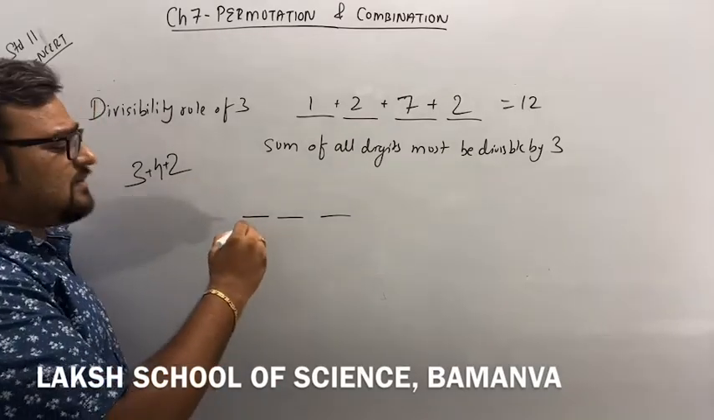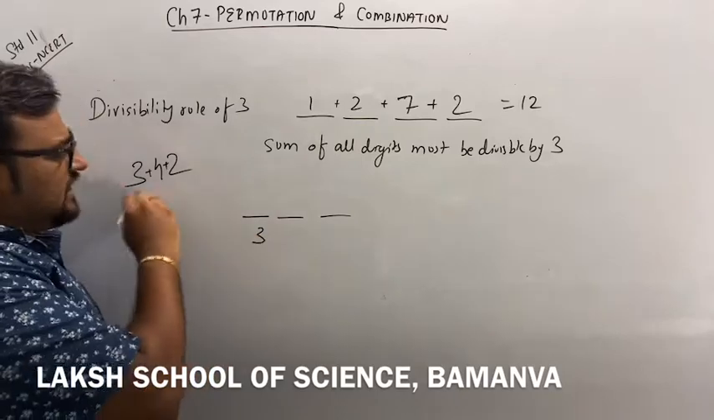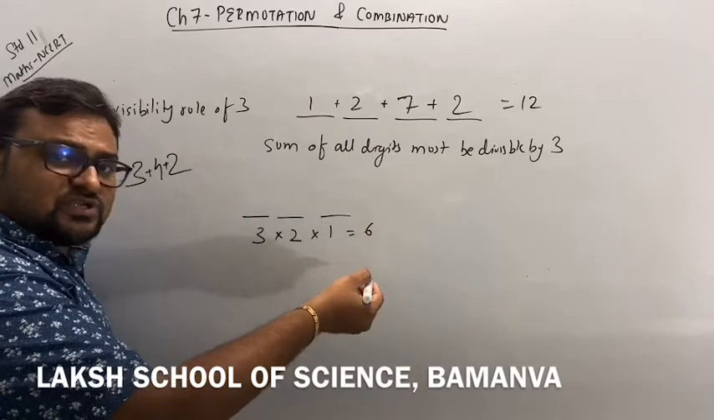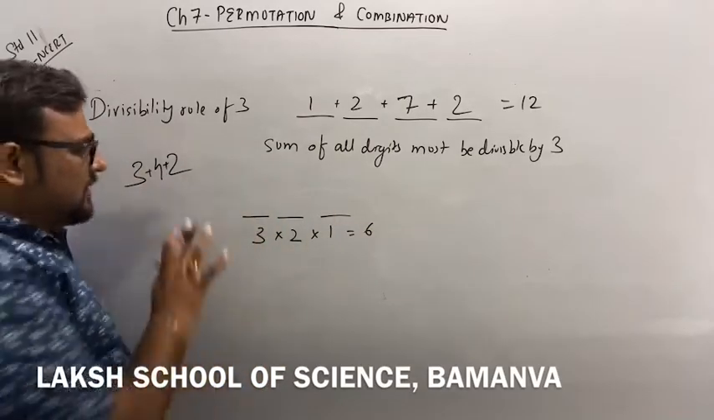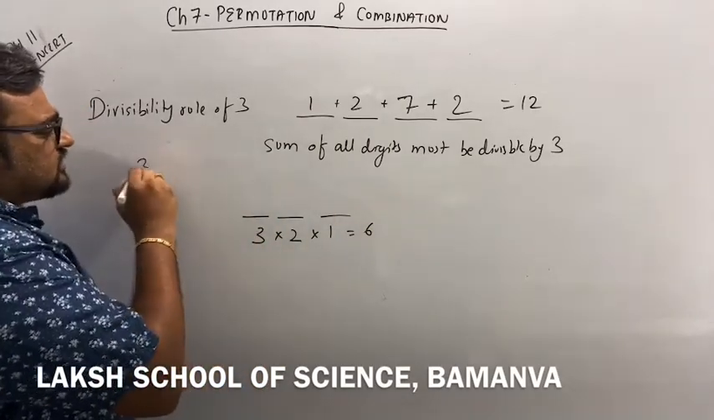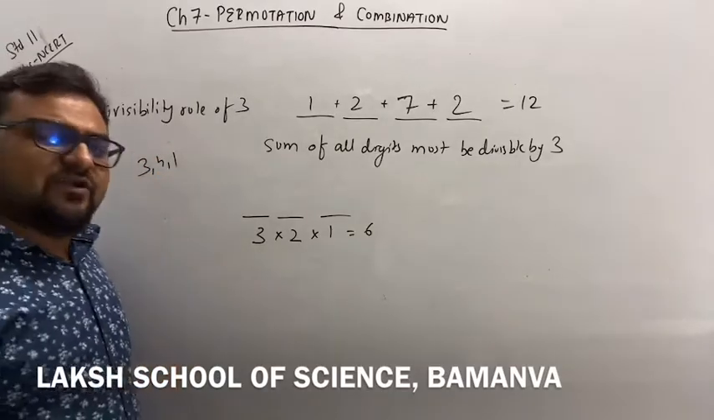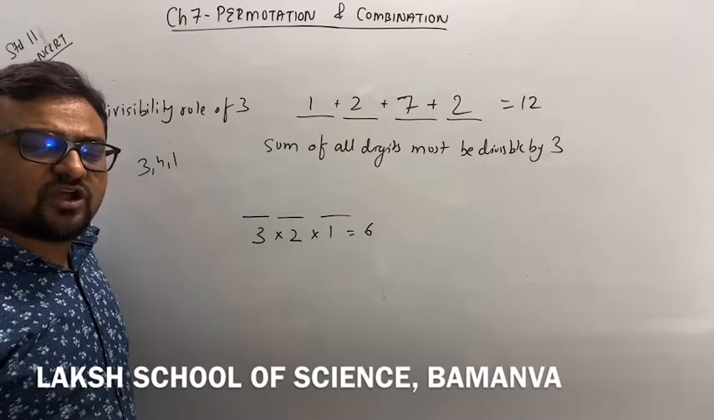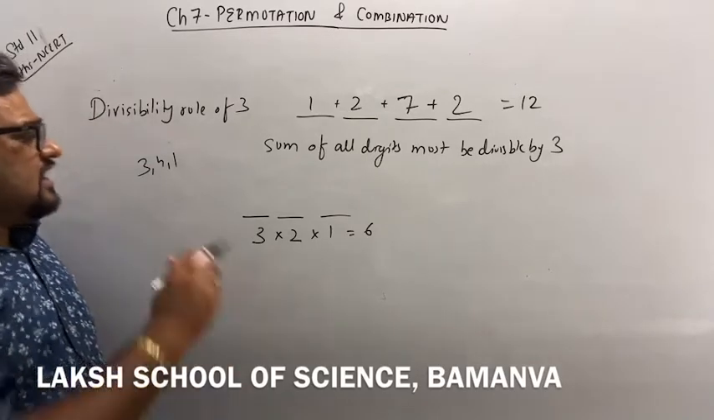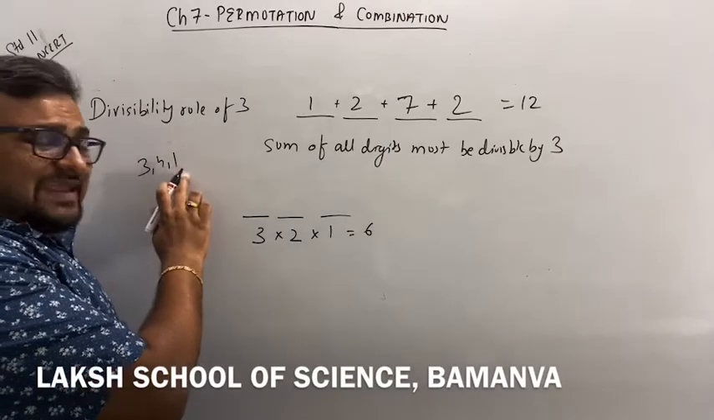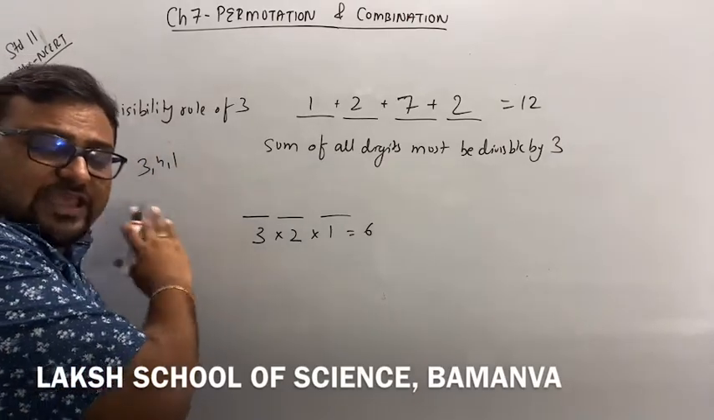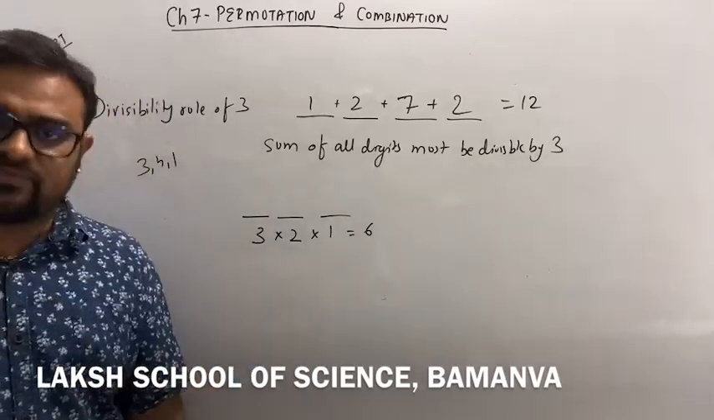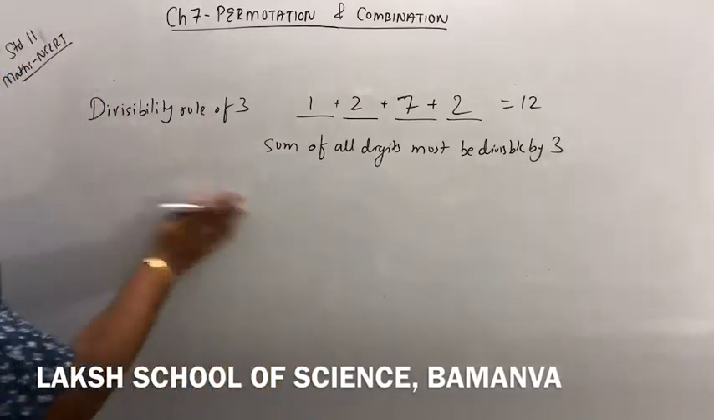So first I am having 3 options, any one, then 2, any one, without repetition. So 6. So I can form 6 numbers which are divisible by 3. But if the question is you have to use 3, 4, and 1, and it is asked, taking all these 3 digits, how many 3-digit numbers you can form which are divisible by 3? Then 3 plus 4, 7 plus 1, 8. 8 is not divisible. So you cannot form any 3-digit number using all these 3 at a time. Okay? So this was the divisibility rule of 3.